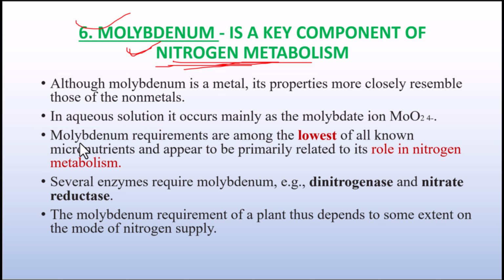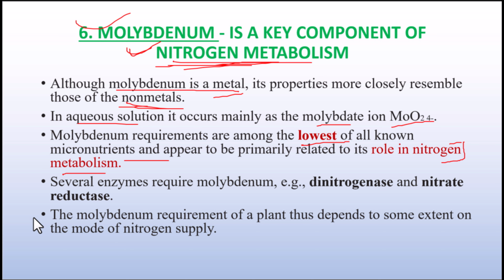It is amongst the lowest in requirement of all known micronutrients and is primarily related to the role of nitrogen metabolism. Apart from nitrogen metabolism, this micronutrient does not do anything for the plants. Although molybdenum is a metal, its properties more closely resemble those of non-metals. In aqueous solution, it occurs mainly as molybdate ions, that is MoO4 2-.